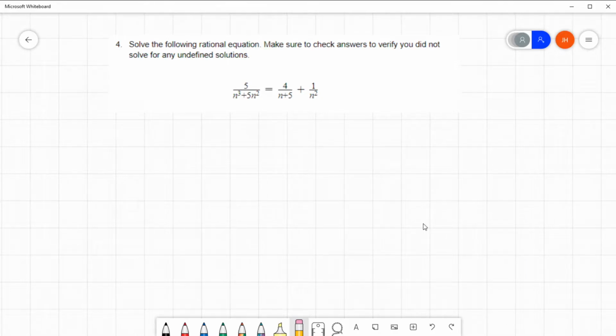Cool. So we're talking about number 4 from the week 6 homework 2. So, where did you start? Where have you started with this, Destiny? Okay, I factored out the 5 over n cubed plus 5 n squared. I factored out n squared from the denominator. Cool. Sounds good.